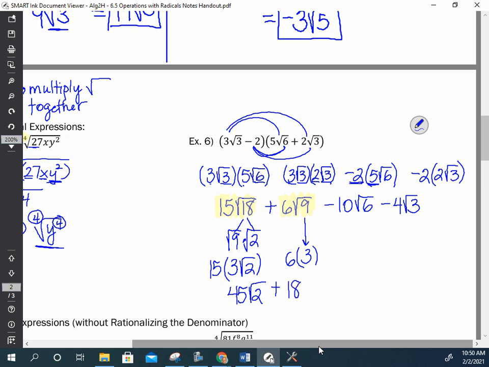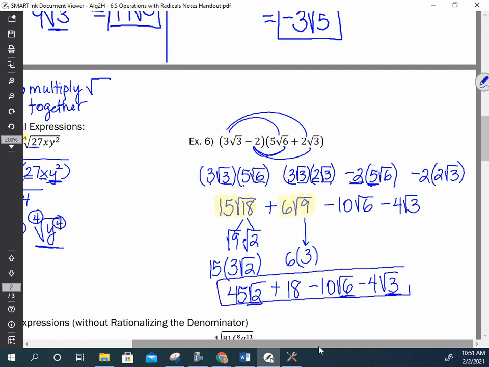Plus 18 minus 10 root 6 minus 4 root 3. Is there anything else that can go down farther? Good. It wasn't a trick question. The answer is no. 2, 6, and 3 are as far as it can go, and you can't combine any of those things. So that is your final answer.